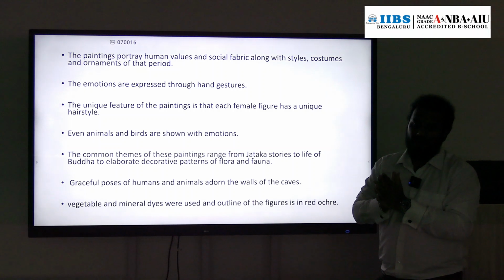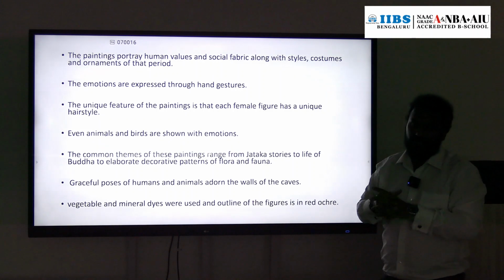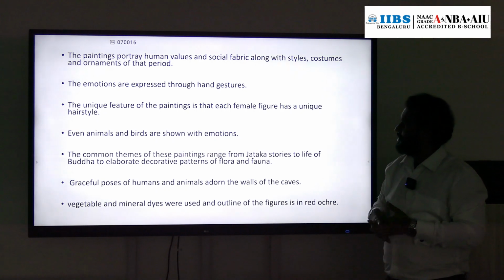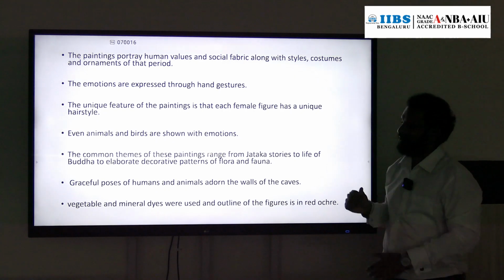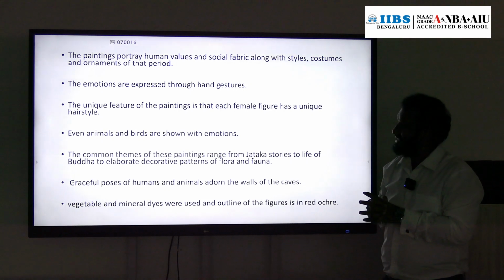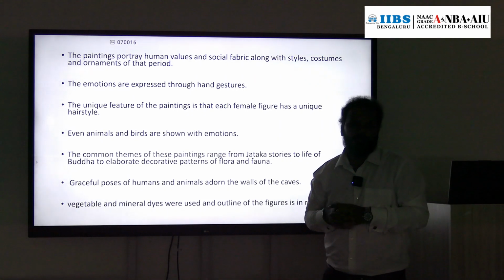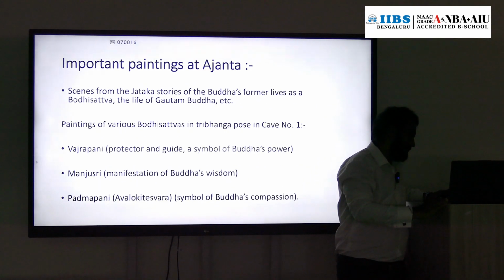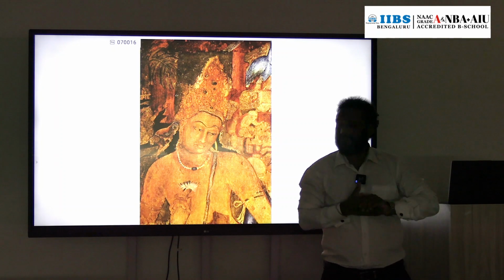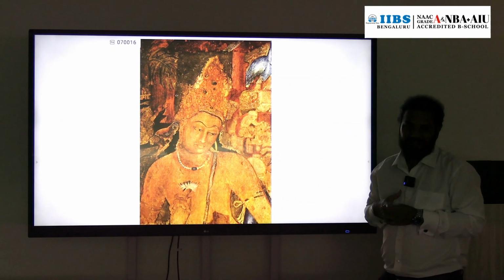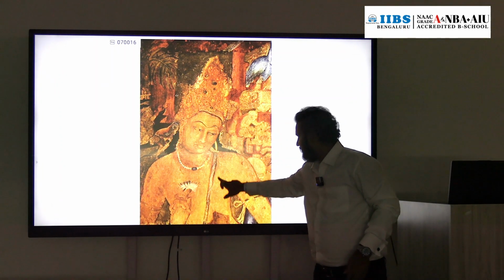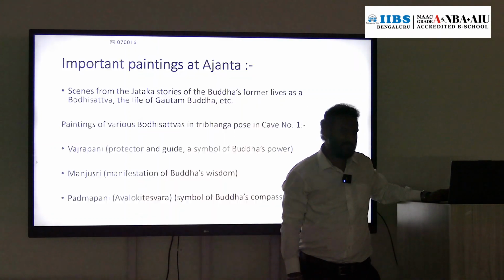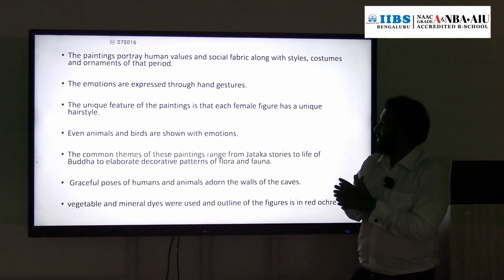So what does this painting depict? Okay, what are the themes? What did they depict? The paintings portray human values and social fabric, with styles, costume and ornaments of that period. Okay, I will show you, wait, how these paintings look. See the Buddha, style, cloth, ornaments. Okay, that is how it is depicted.